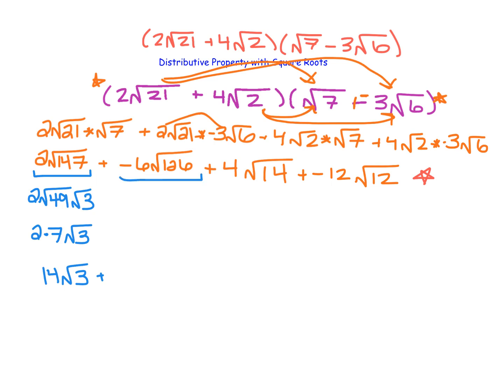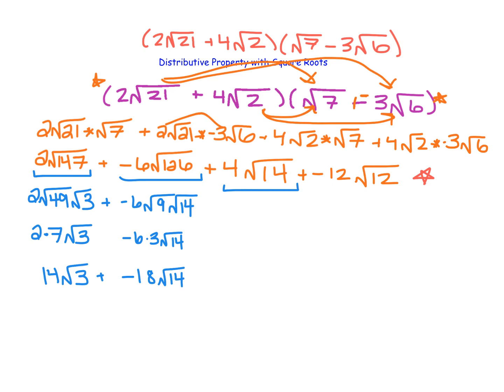So we take a look at 126 and start looking at which perfect squares 126 is divisible by. And if I start taking a look at it, 126 doesn't divide by 4, but it does divide by 9. So here I'm going to split this up, and I get negative 6 times the square root of 9 times the square root of 14, because 9 times 14 gives me 126. I then know from here that the square root of 9 is 3, so I have negative 6 times 3 times the square root of 14, which in this case becomes negative 18 times the square root of 14.